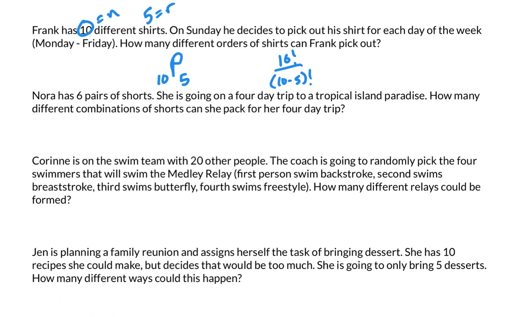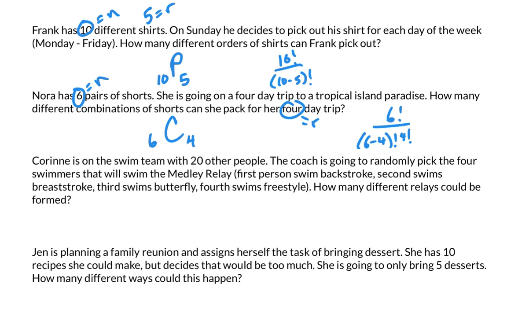So now this is a combination. We had 6 as our n. We're picking 4, so that's our r. So we say this is a combination of 6 choosing 4. I would use my calculator for this part, but if you wanted to use the formula, you do 6 factorial over 6 minus 4 factorial, and then 4 factorial.